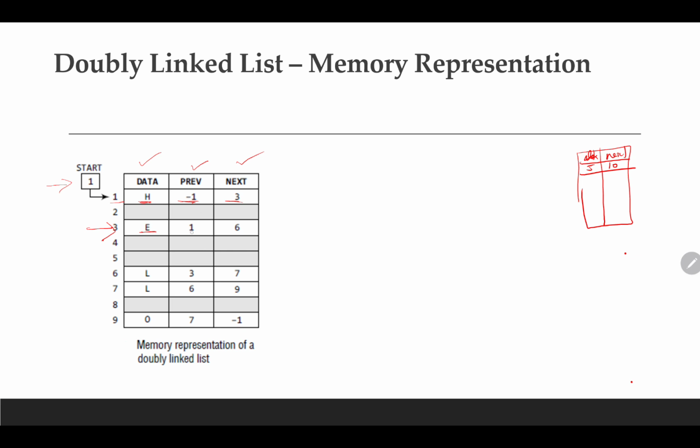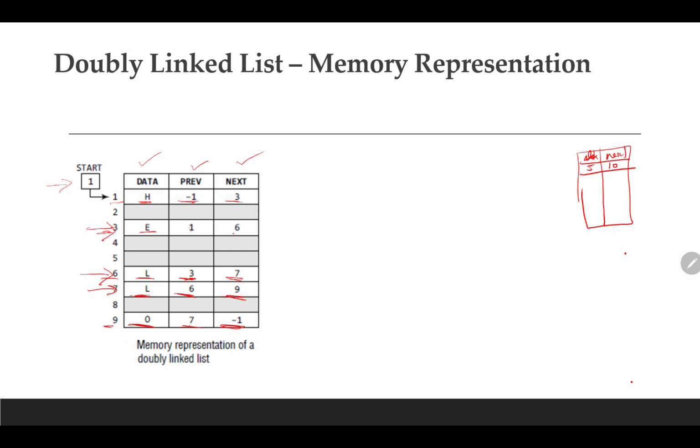Then the previous address. What is the previous address? It is 1. Then next is 6, so the next address is 6. Here the data is L. Then the previous address is 3, and the next is 7. The data is L, and the previous is 6. The next is 9. The data is O, and the previous is 7. This is the last node, so for the next it is null, and we represent it as -1.